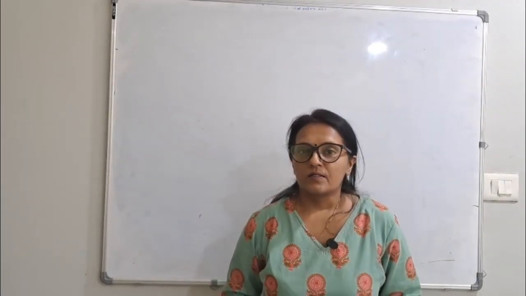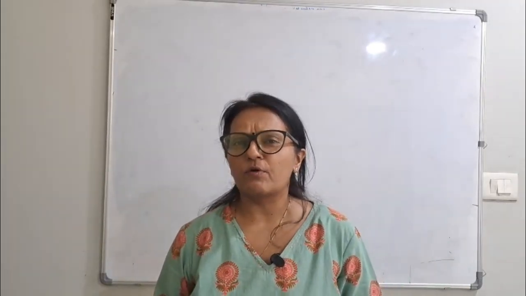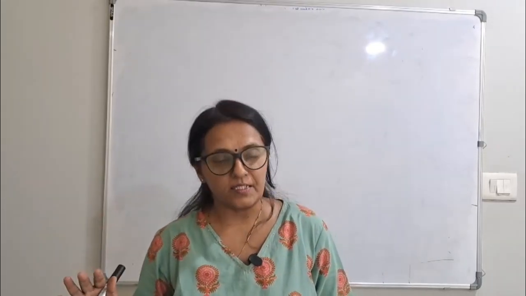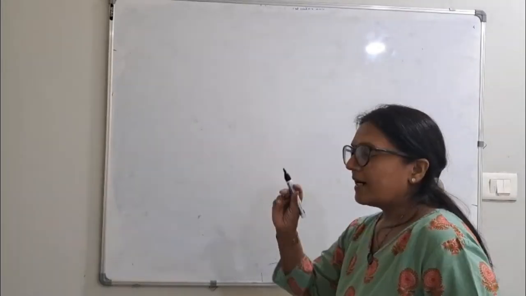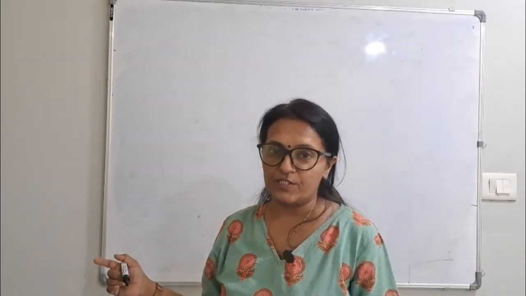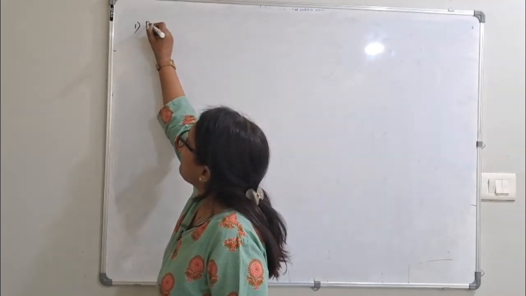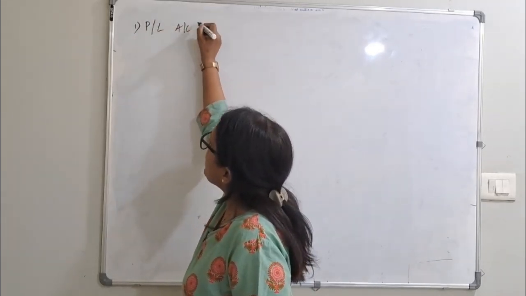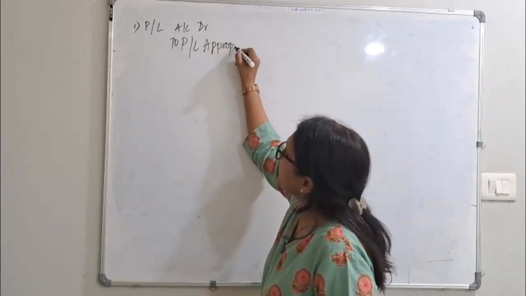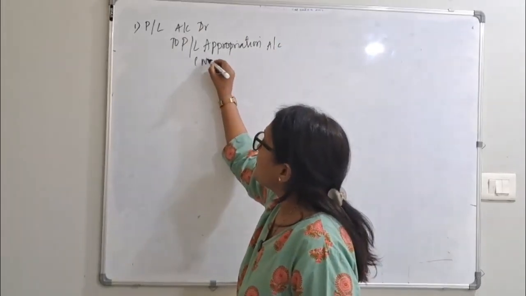So first we are going to do the journal entries. After journal entries, then we will prepare the profit and loss appropriation account. That is the way, right? First we prepare the journal entries and then we go to the ledger. So the first journal entry, I told you we are going to transfer the net profit from profit and loss account to profit and loss appropriation account. It is a transfer entry. So the first journal entry will be profit and loss account debit to profit and loss appropriation account. This is when you are transferring the net profit.